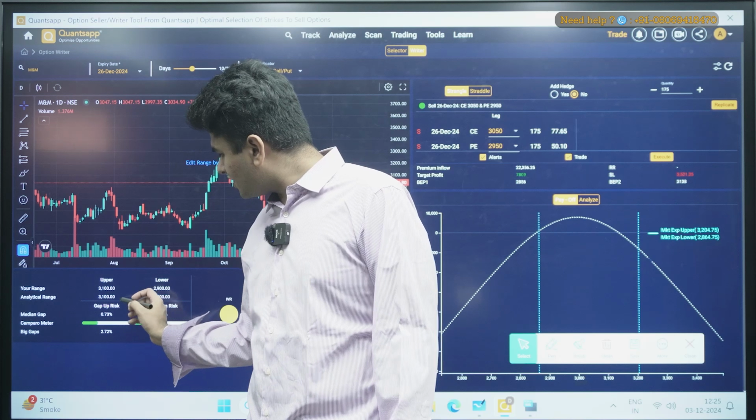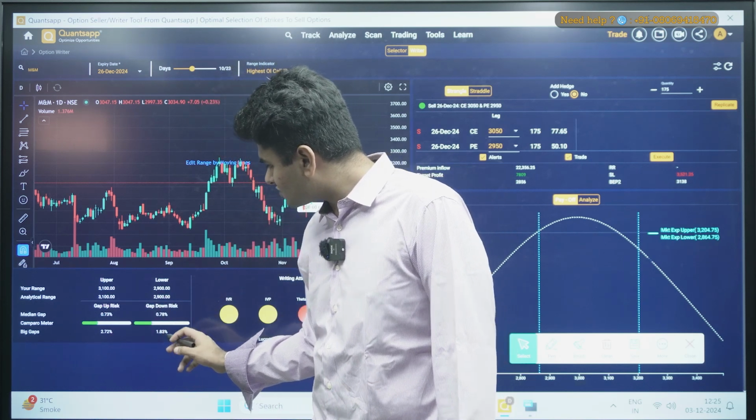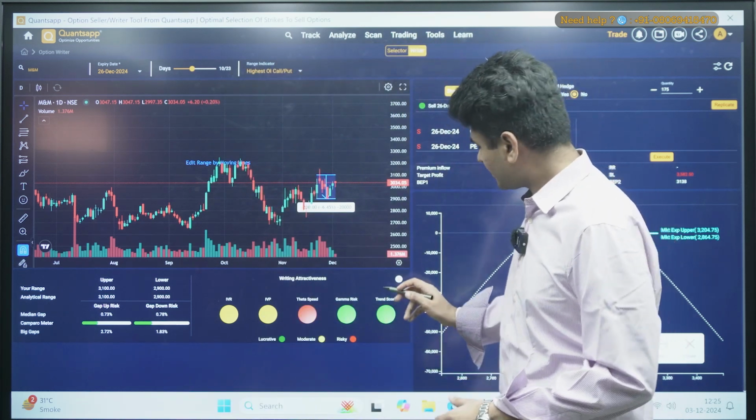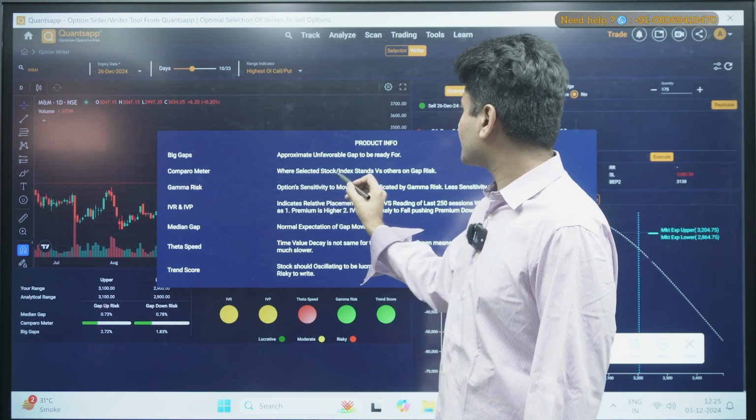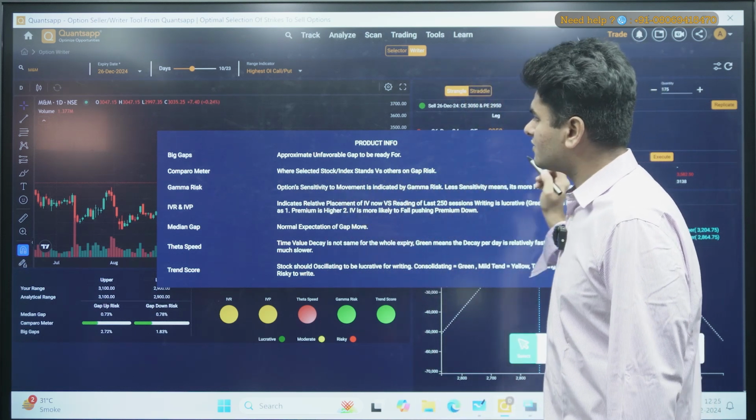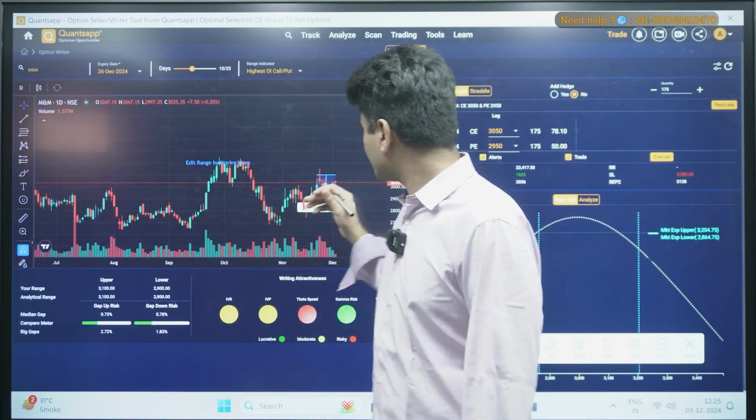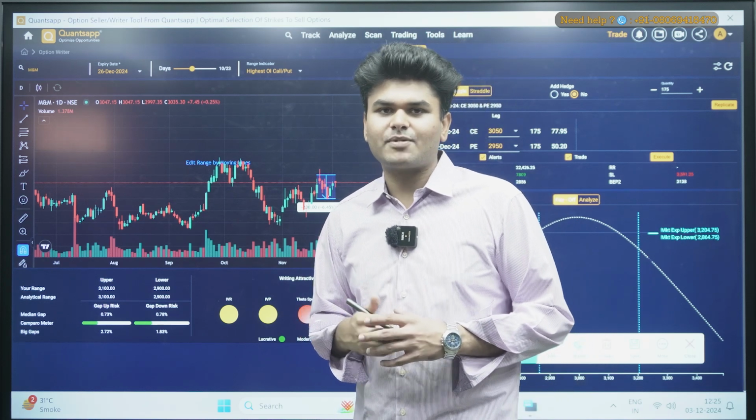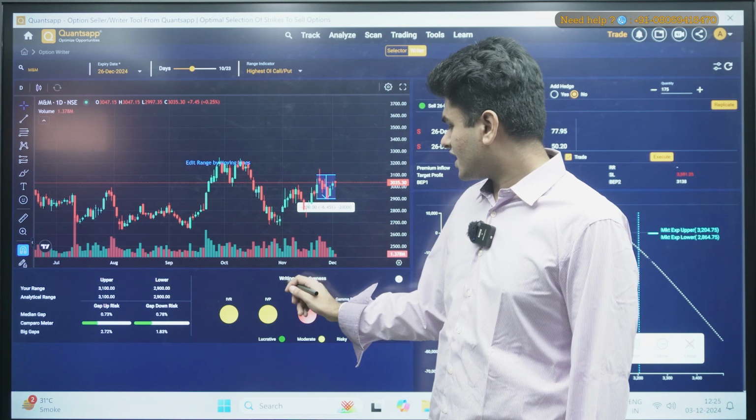Now the range analytics is given to you: the gap up risk is less, the gap down risk is also less, and the comparometer is also there. Now what is comparometer? You can simply go on this I and you can read where the selected stock or index stands with others on gap risk. So the comparometer is telling you that this is the range identified and this range is less bound to be broken. And with that, next is coming the writing attractiveness.